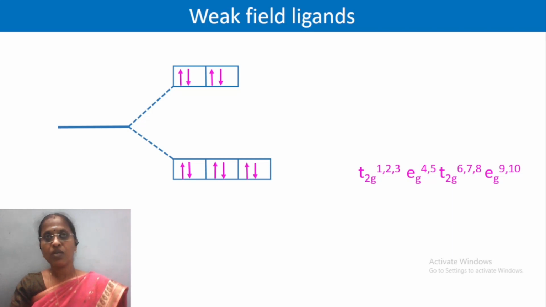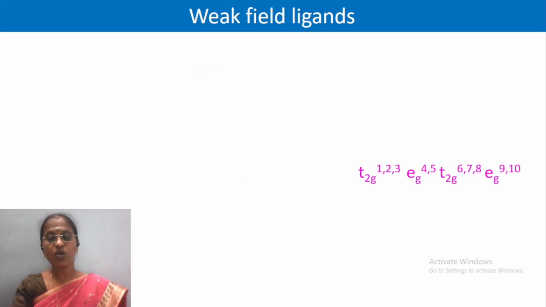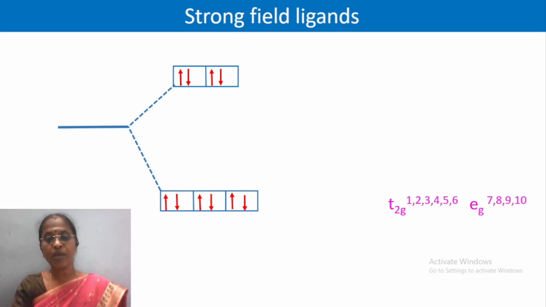In strong field complexes for d4, d5 and d6 ions, there is a smaller number of unpaired electrons. So strong field complexes are otherwise known as paired electron complexes or low spin complexes, because in strong field ligands the number of unpaired electrons is less. So the resultant spin is less, so they are called low spin complexes.